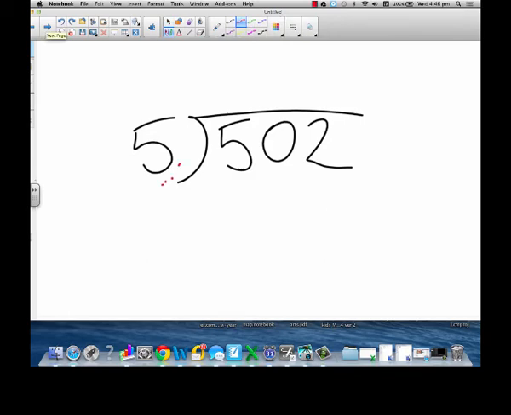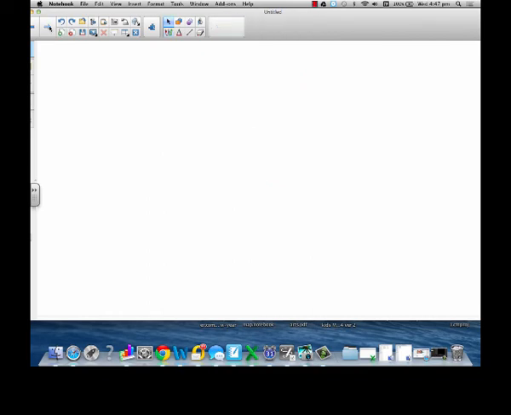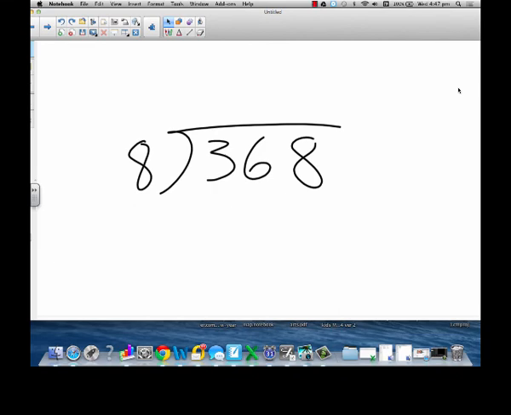Right, 5 goes into 5 once. Cross it off. Done. 5 goes into 0 0 times. Cross it off. Done. 5 goes into 2 0 times, but there's a remainder of this 2 here. You've got to deal with that 2. So we cross it off and we put a remainder of 2. I hope you got that correct. Okay, let's have another one. Right, I'll pause while I think of a tricky one for you. Okay, here's a good one. 8 into 368. All right, off you go.